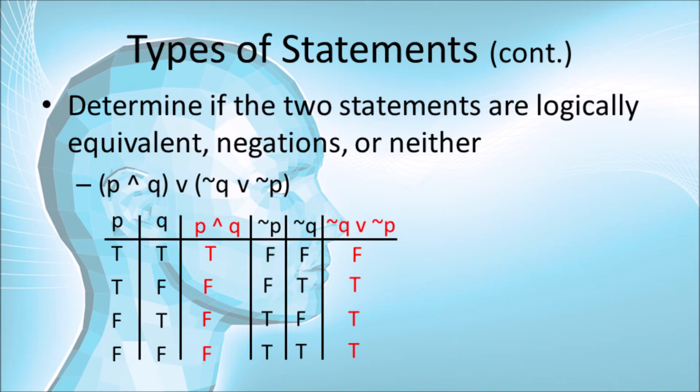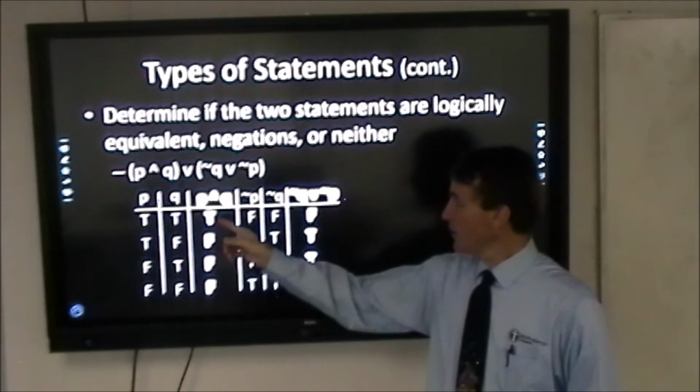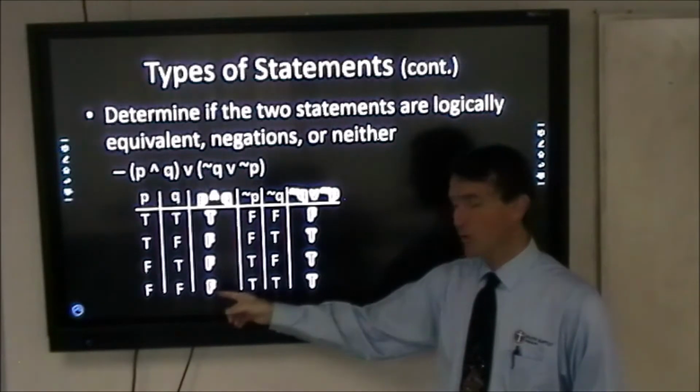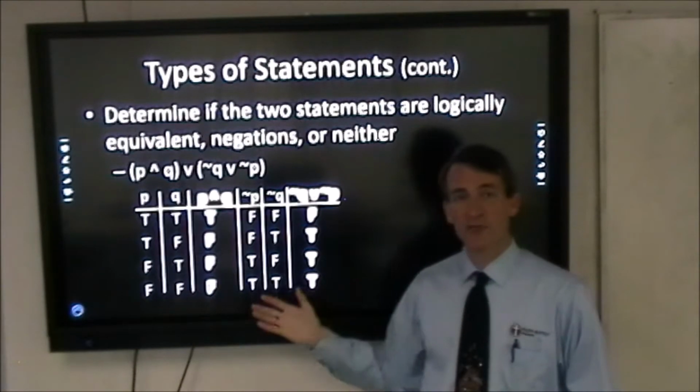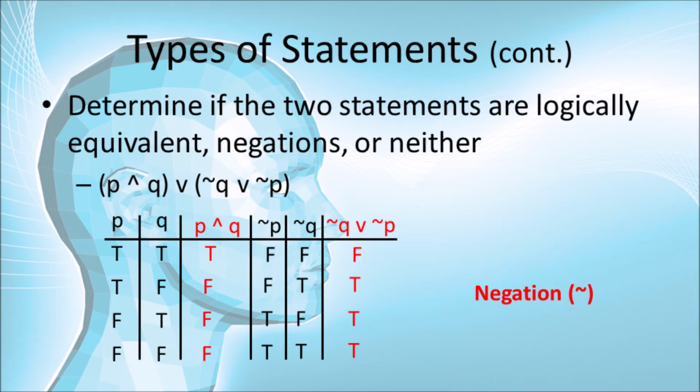Now, if you compare these two columns that are in red, you can see that they are exactly the opposite. Here I have true, false, false, false, whereas here I have false, true, true, true. Therefore, these two statements are negational statements.